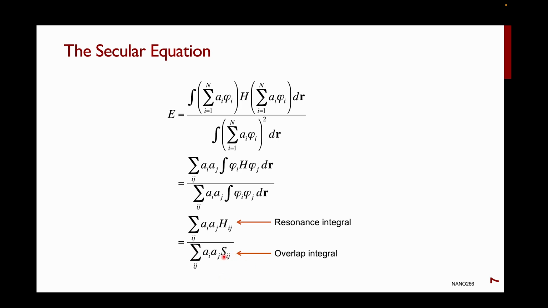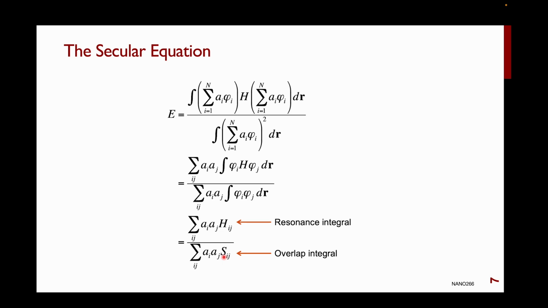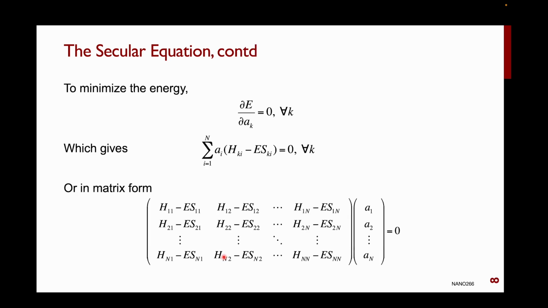Now, as you recall, what we want to do is to find the minimum energy solution for all my coefficients ai and aj, right? That basically gives me my solution to my Schrodinger equation. So how do we find the minimum of a function? What we do is take the derivative of the energy with respect to all of my coefficients a of k. So we take the derivative and set it to 0 for all the coefficients a of k.